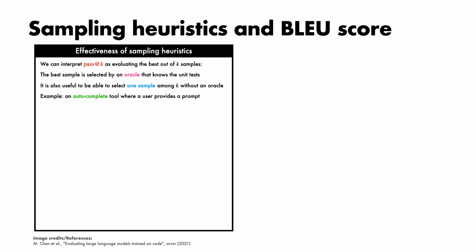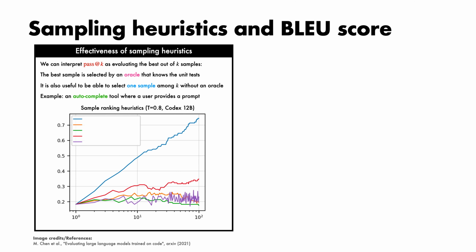We prefer to give them the best one available, but we don't always have unit tests to know which one that is. In this plot, we show the effectiveness of various sample ranking heuristics at a temperature of 0.8 for the Codex 12 billion parameter model, with number of samples, k, on the x-axis in log scale, and pass rate on the y-axis. The blue line represents performance with an oracle using unit tests. The orange line shows performance obtained by applying back translation to each sample, and then scoring them under a variant of Codex designed for docstring generation.